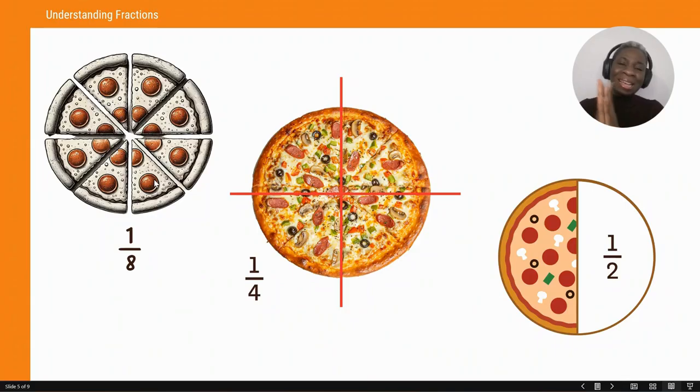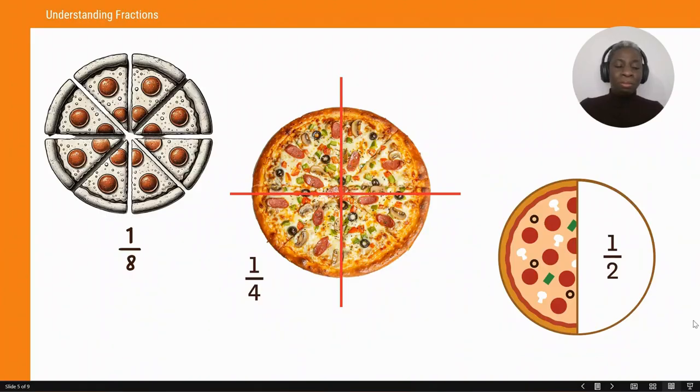1/4. Correct. 1/4. That means I ate 3/4 of the pizza while I have 1/4 left. That is a fraction. And then let's look at this third pizza. It was divided into two, where one person has eaten one of it, and then we are having the other half left. So that will give us 1/2. That means half of the pizza was eaten and half is left.